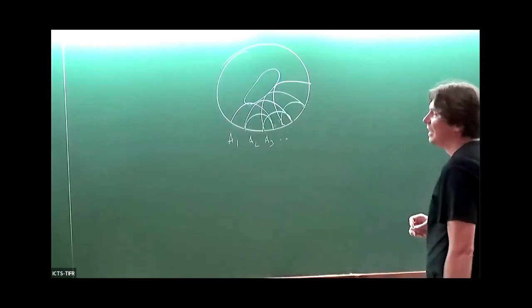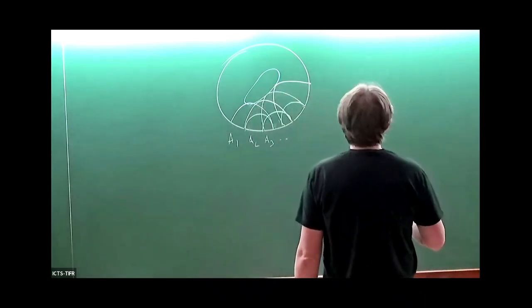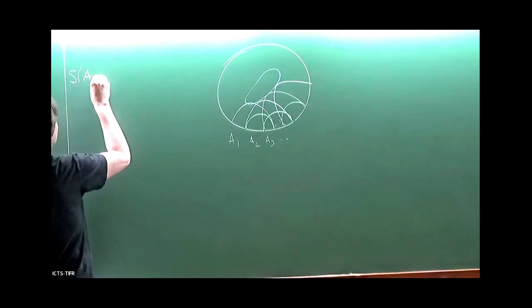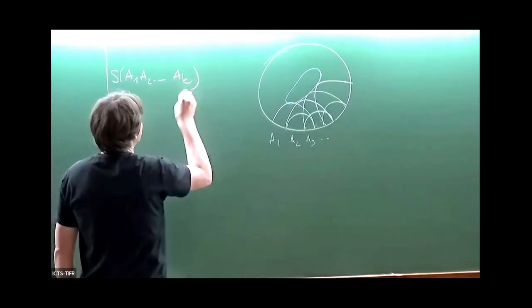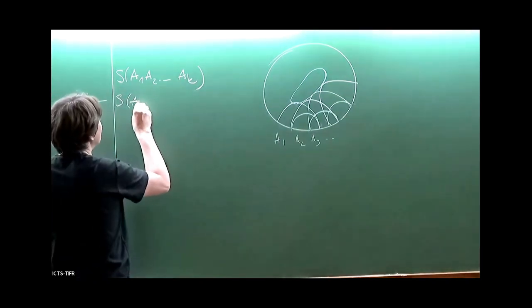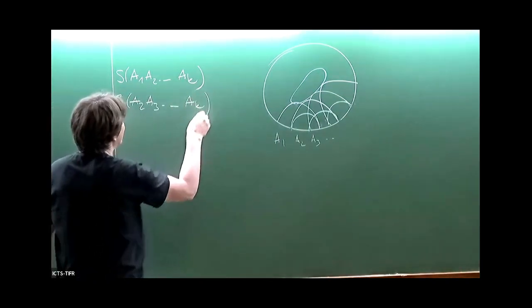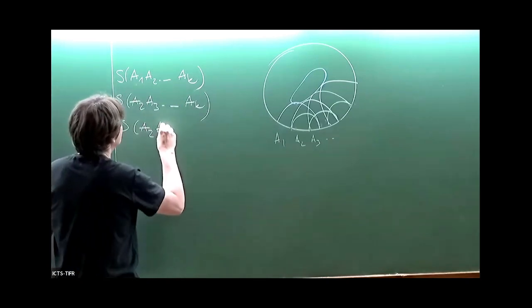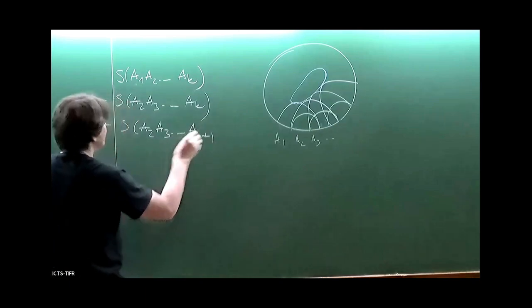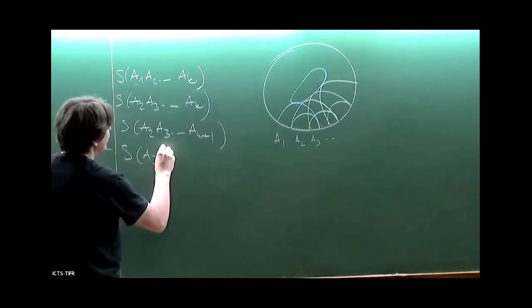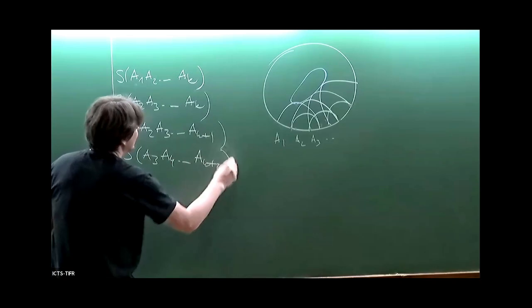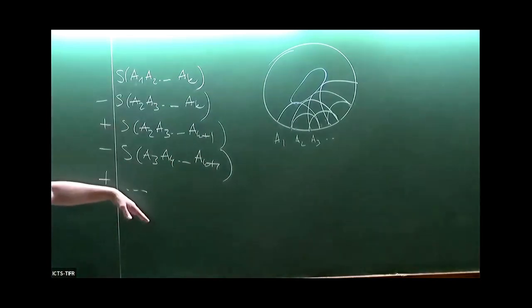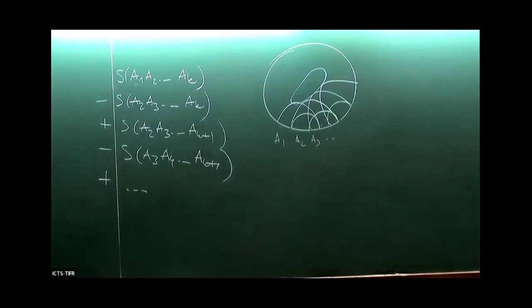And if I do this, then I will have the following picture. I will say that this expression that we wrote over there looks like the entropy of, let's say, A1, A2 up to some AK minus the entropy of A2, A3 up to the same AK. So I just chopped one from the beginning. And then there's a next term which looks like A2, A3, up to AK plus 1 minus A3, A4 up to AK plus 1, and so on. Does everyone agree that this is a discretization of the formula that we wrote over there?